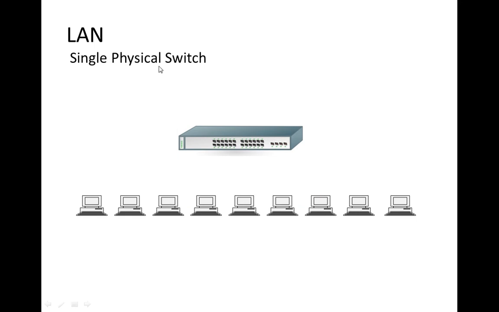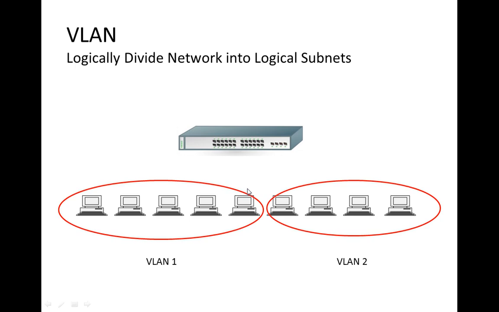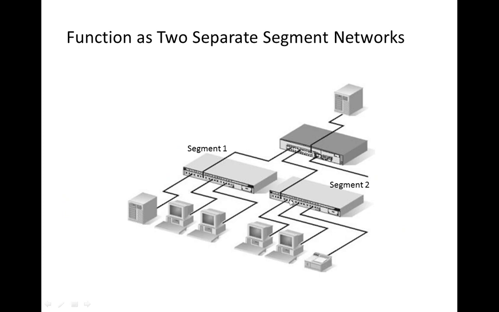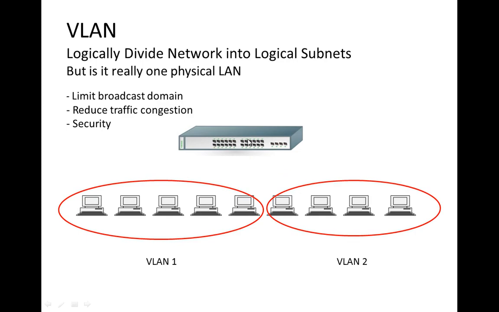We take a single physical switch and we create a VLAN. And what a VLAN does is it logically divides the network into logical separate segments as if they were on two physical segments, but they're not. They're on one segment. The VLAN is used to logically divide a network into logical segments for the purposes of limiting broadcasts, reducing traffic congestion, and security.